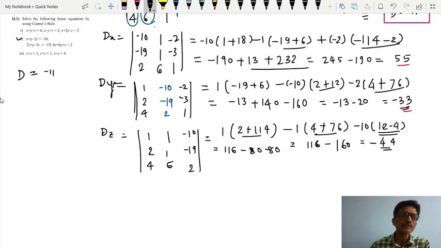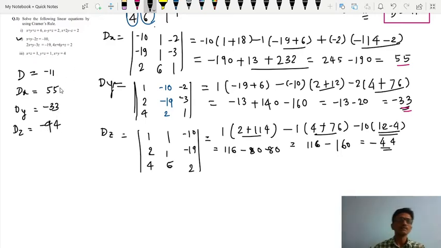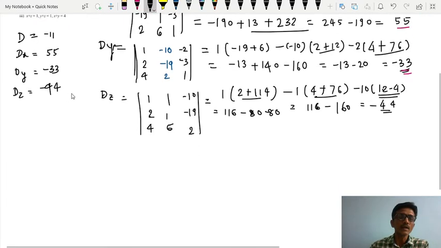Minus 11. What is dx? Dx is equal to 55. Yes, 55. What is dy? Dy is equal to minus 33. And what is dz? So we are getting dz is equal to minus 44. So all these are multiples of 11. Now you are getting d, dx, dy and dz.